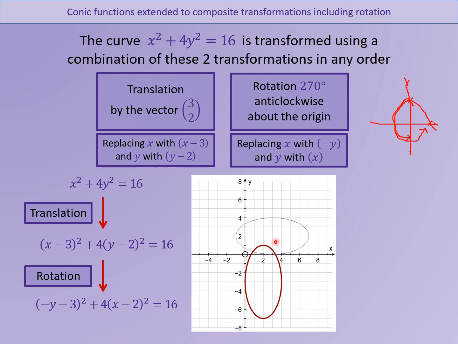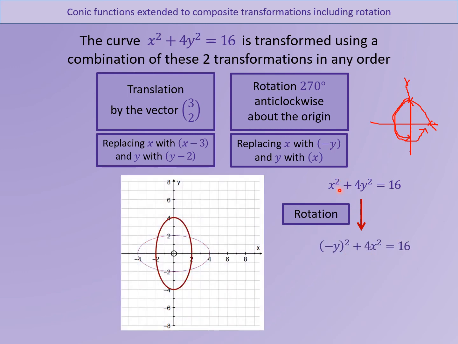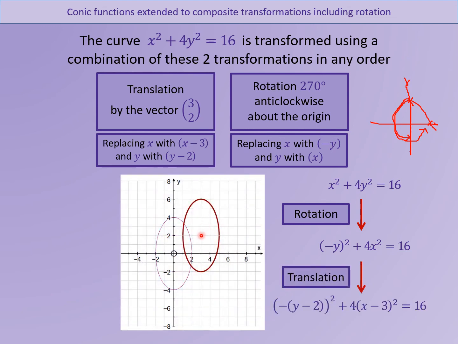Right, let's look at what difference, if any, it makes if I'd done the rotation first. If I do the same sort of thing and rotate it round first, I end up replacing my x with minus y and my y with x. If I now take that equation and translate it by (3, 2), what I end up with is an equation up here. Very different to last time. Last time it was over here somewhere. So you can see it makes a difference which way round you do your transformations.